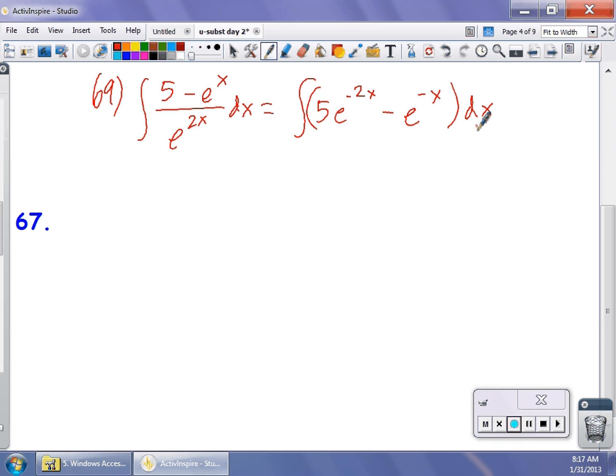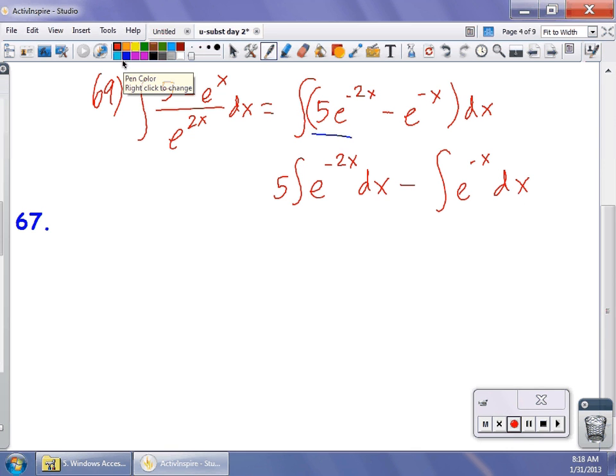I'm going to do two u substitution problems. So I'm going to start with the first expression. Well, let's do one more thing. I can rewrite this as 5 times the integral of e to the negative 2x dx minus the integral of e to the negative x dx, using integral properties. So now it definitely looks like two u substitution problems. I'll call this number 1 and this number 2.